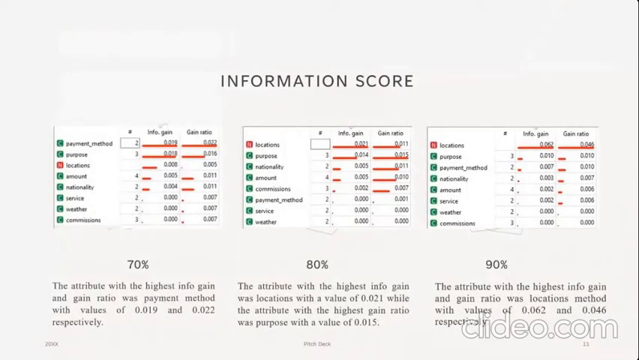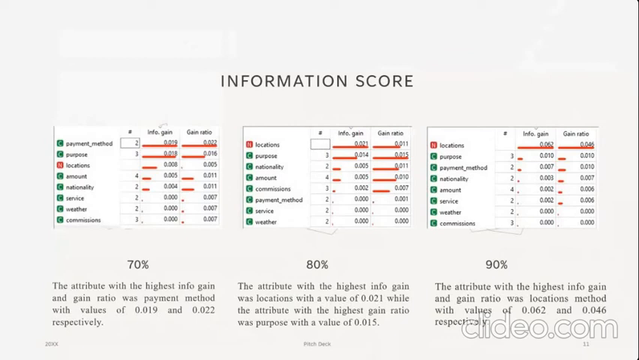So next I pass on to my fellow group member. Okay, now I will present about the information score we get in this assignment. There are three information scores which represent the 70% training data, 80% and 90%.